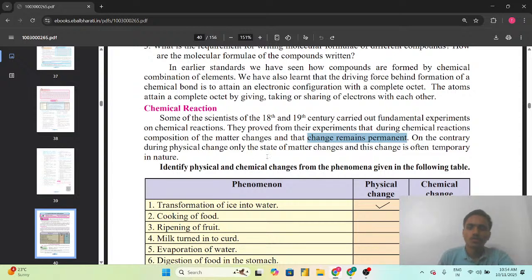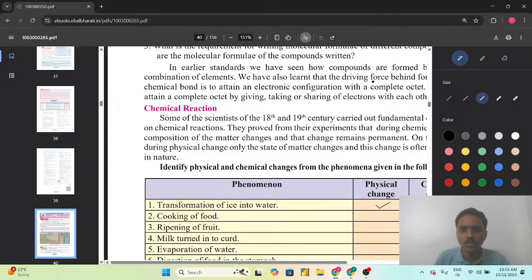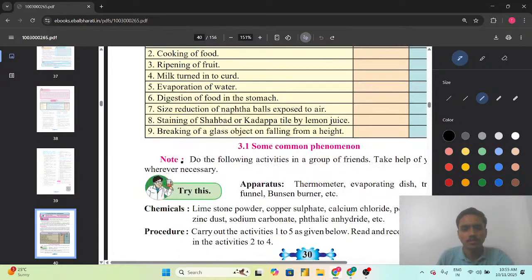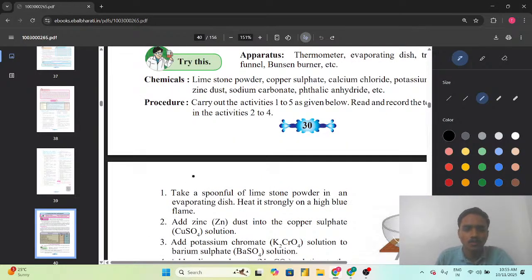permanent. As we have already studied in the lower classes, there are two types of changes, the physical change and the chemical change. A physical change is one in which the substance gets converted, but the change can be reversible. Suppose here we take one example, the example of water.